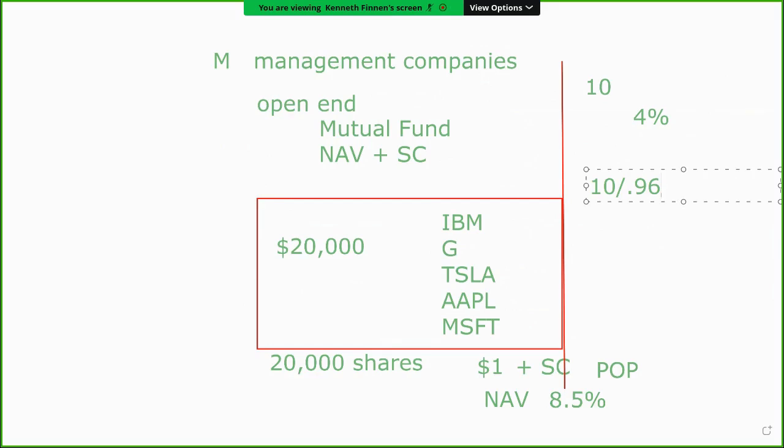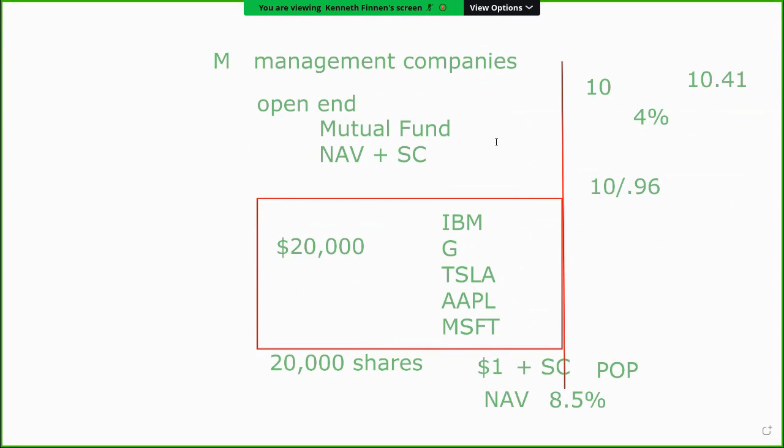So 10 divided by 0.96 is 10.41. So my POP would be 10.41. Because remember, the 4% is not out of the NAV, it's out of the POP.